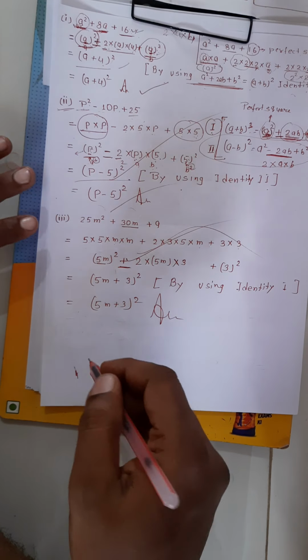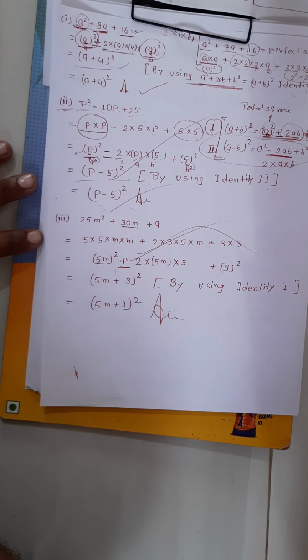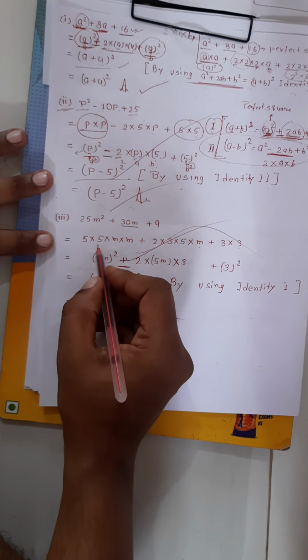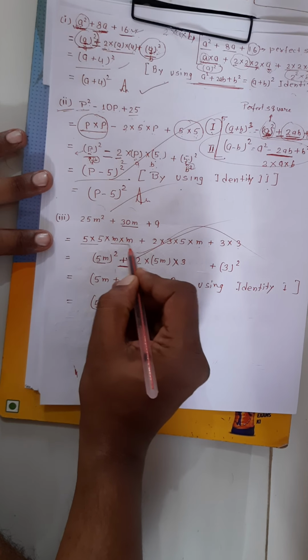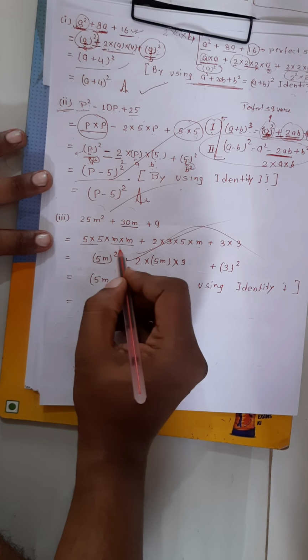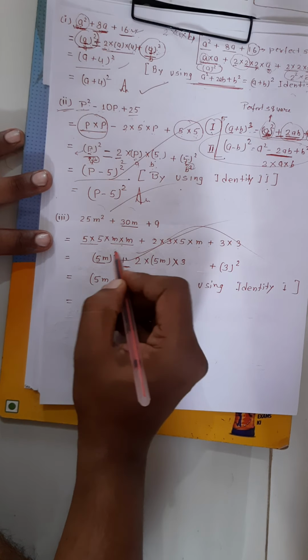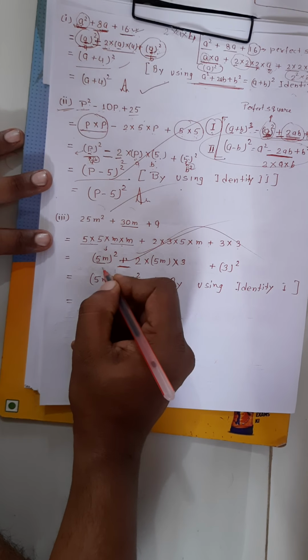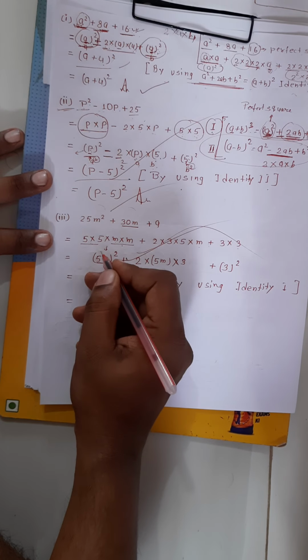Now for the first or second, our first condition is that we need 2 perfect square terms. Here we see that it is 5 into 5 and m into m, means whole square of 5m. We can make it as whole square of 5m. That means the first perfect square we have found.